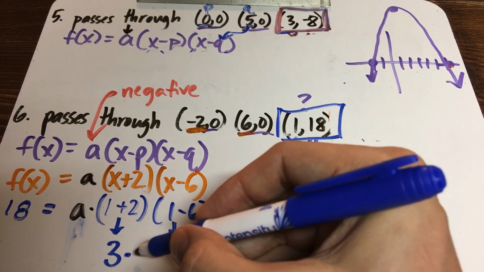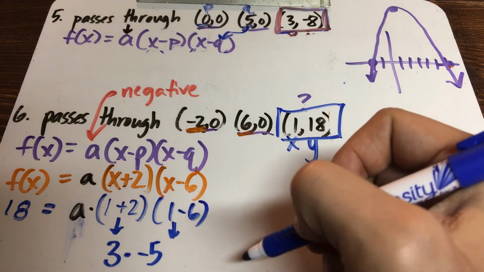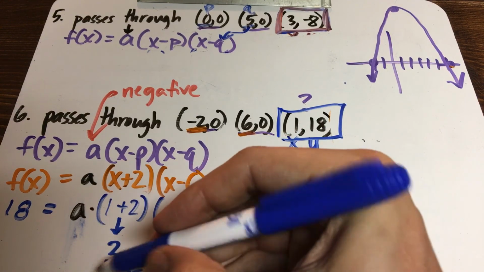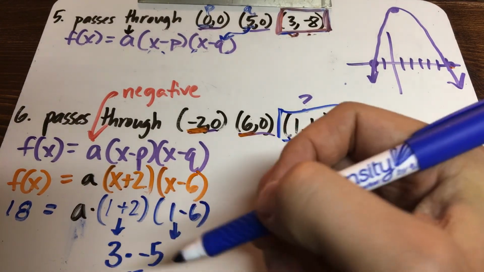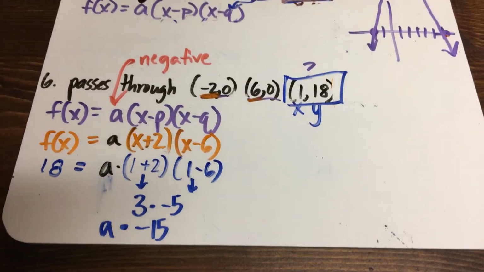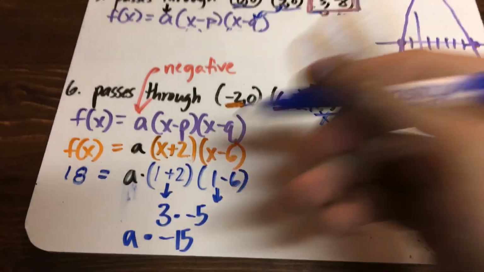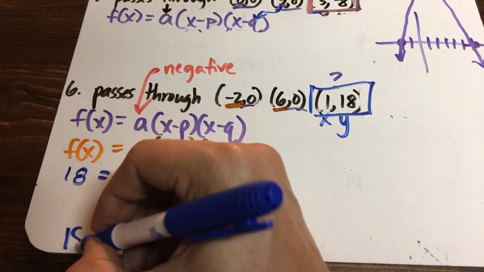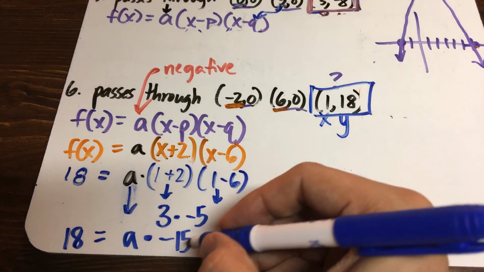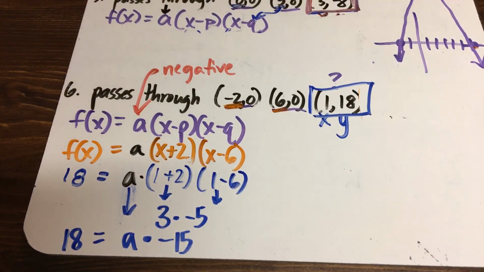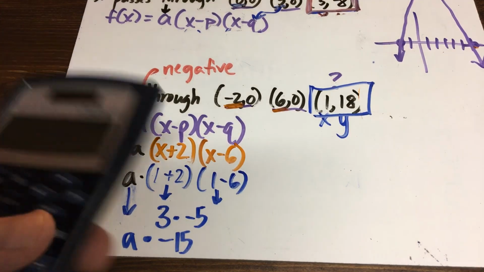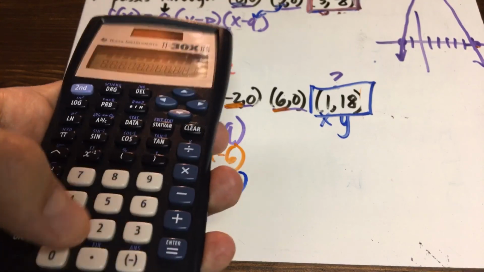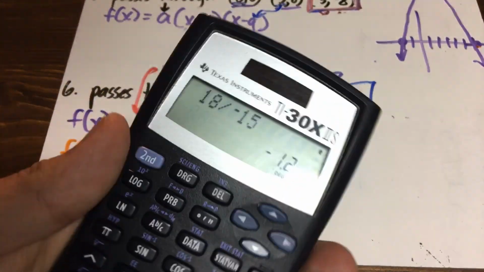1 minus 6 is -5. 3 times -5 is -15. Oh, geez. So we have -15 times A. I'm off my board. Let me scroll it up. -15 times A equals 18. Holy cow. If I had to solve this, I would divide by -15 on both sides. I apologize, guys. This is going to be a horrible decimal. 18 divided by -15. Oh, it's not as horrible as I thought.